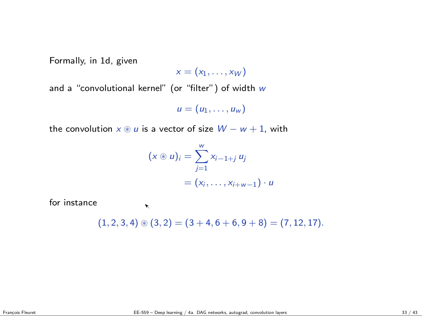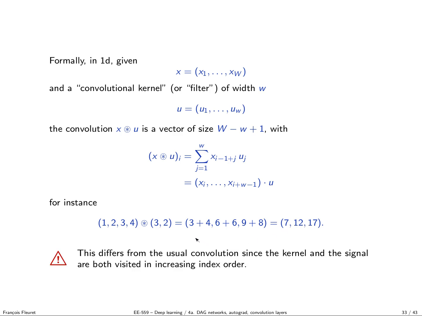So another example would be, if you take the convolution of this guy with this guy, you get 3 plus 4, because you take 3 times 1 plus 2 times 2 is equal to 3 plus 4. Then you move it over, it would give you 6 plus 6, and then to put it here, it would give you 9 plus 8. Okay, and you would get 7, 12, 17.